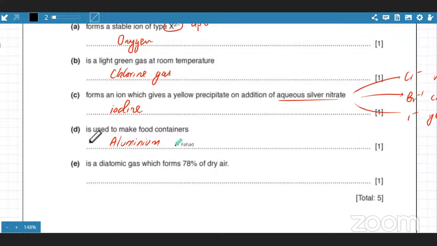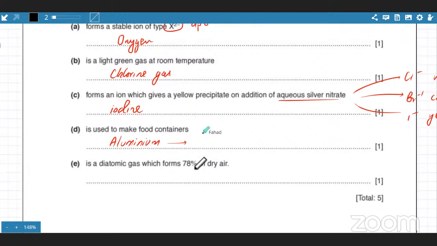Just a brief description of aluminium. Aluminium is a very good food container because it's a very good conductor of heat and electricity. It loses 3 electrons. Plus, it's very unreactive as well because of the oxide layer. If you remember, aluminium has a coating of aluminium oxide which is non-porous and unreactive. So the food at high temperatures is not going to react with the aluminium.